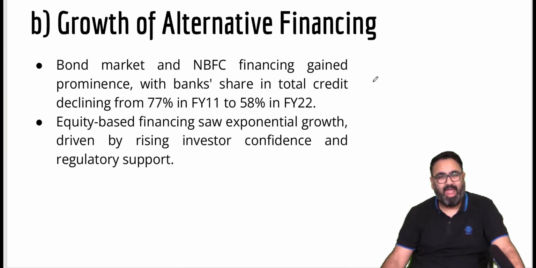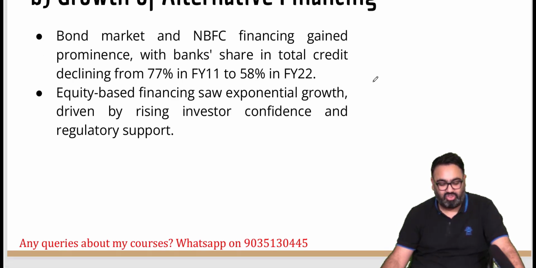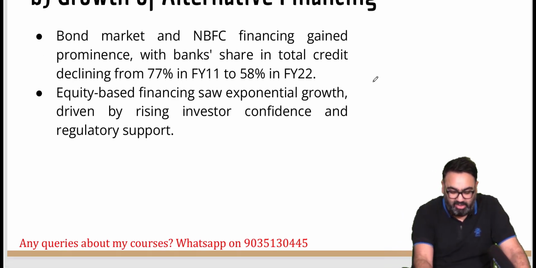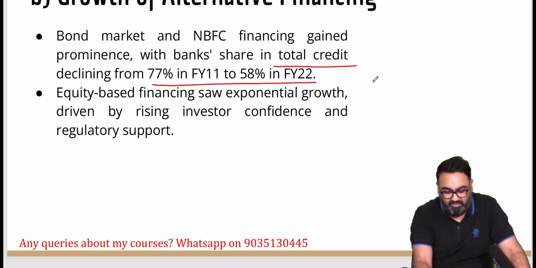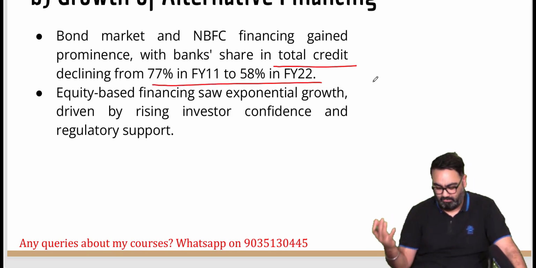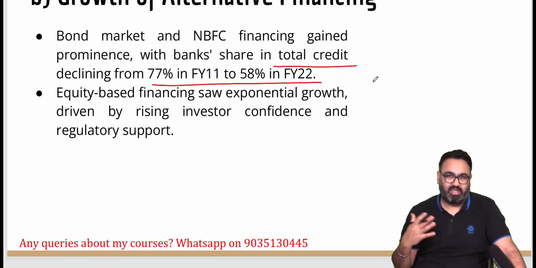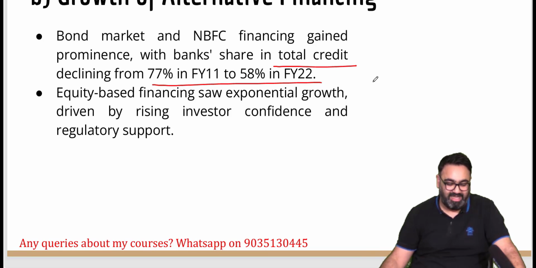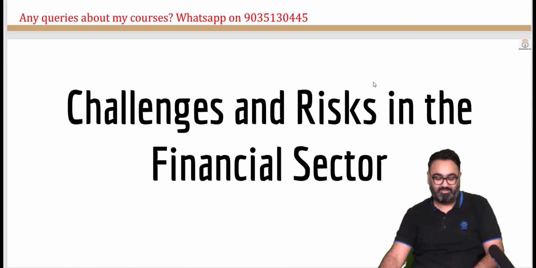The bond market and the non-banking financial companies also gain prominence. The bank share in the total credit has declined from 77 to 58%. It means 42% of the loans that are given out are not given by banks, they are given by non-banking financial companies and the bond market. This also is an interesting number. RBI does not prefer that. For RBI, it's much safer. They prefer most of the loans going out from the banks, scheduled commercial banks, but they can't reach everyone, so there is an alternative in the form of NBFCs.